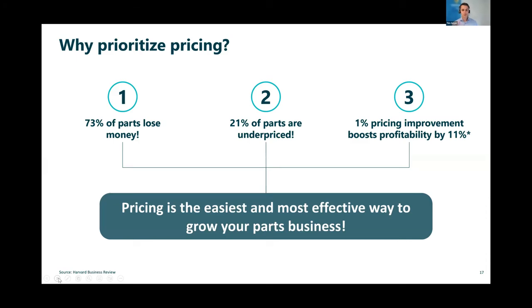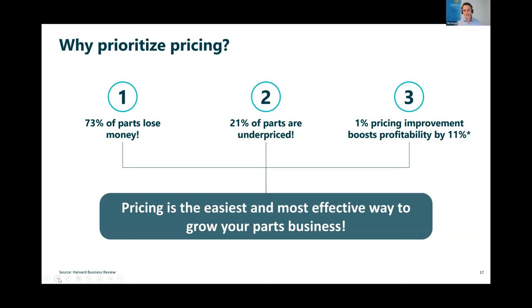And we believe for 3 of these reasons, and I'll go into those in a second, that pricing is the easiest and most effective way to grow your parts business, mostly because we've done a lot of analytics with the customers that we work with. On average, we see that 73% of parts are actually losing money today, just leaving money on the table. 21% of those are because the parts are simply underpriced, and 52% are because it's exclusive. So your customers, they cannot shop around for them. Why sell them at a lower price than you could be?